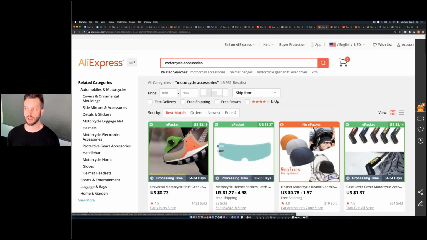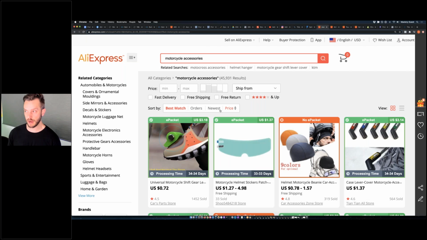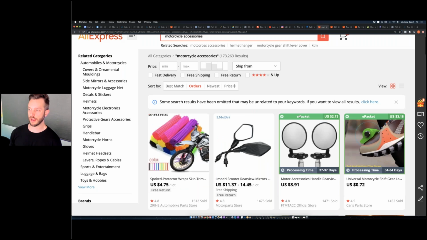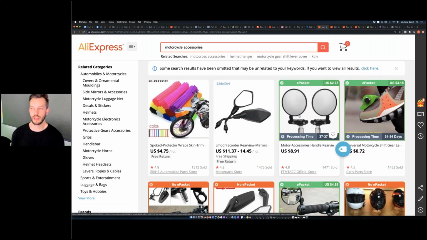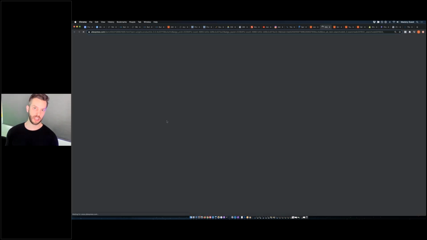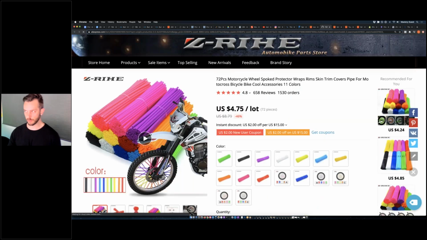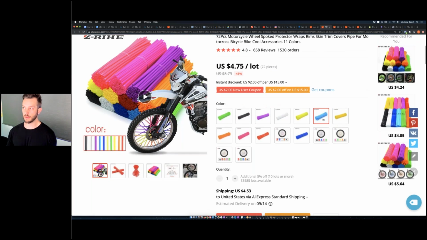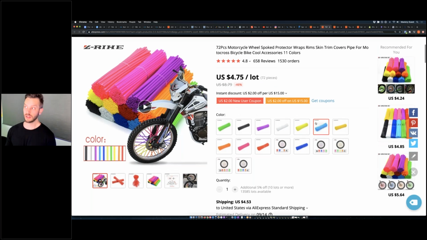So when you don't really know what to choose, one of the best things to do on AliExpress is to sort by orders, okay? So this is gonna sort everything by how many items have been sold in this particular listing. So the spoked protector wrap skin trim covers, I'm not exactly sure what these are, but they've sold 1,512 of these. I personally haven't sold these, so I want to put that out there. I'm just doing some research with y'all. So what do these do? I'm not a biker, I have no clue what these do. Doesn't matter. They've sold 1,500 of these and there's 658 reviews.